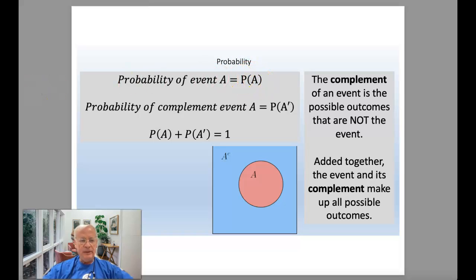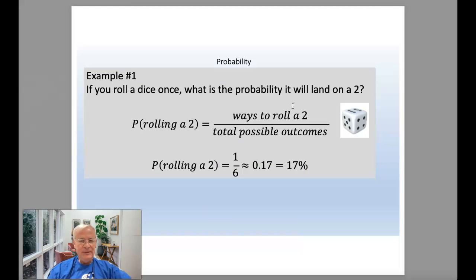There's something called the complement of an event. The complement of event A, we write like this: the probability of event A with a little dash. The complement is all the possible outcomes that are not the event. When you add together the probability of an event plus its complement, you always get 1. So you can calculate one or the other by taking 1 minus the other. And we'll do that here in a minute.